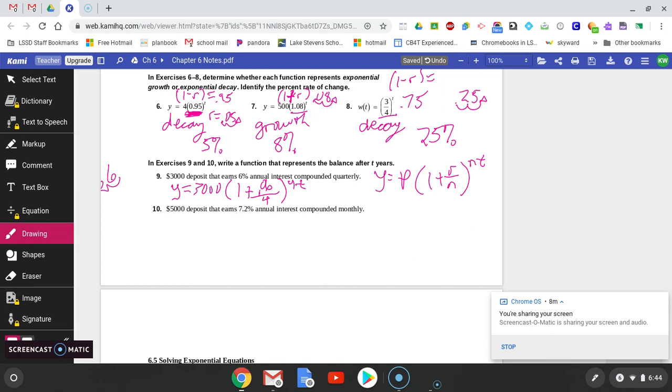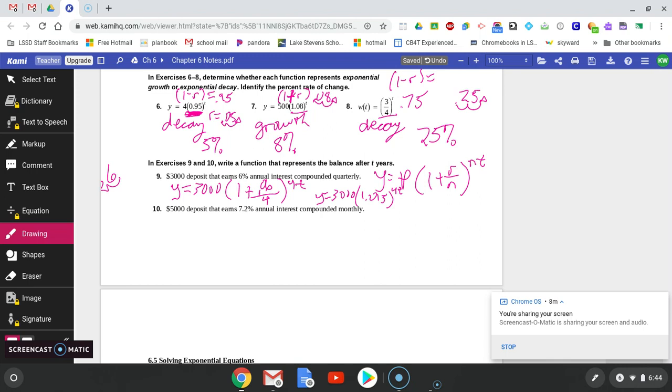And then we can simplify that. If we simplify what's in the parentheses, I do 1 plus the 0.06 divided by 4 and add that to 1. I end up getting that y is equal to 3,000 times 1.015, and then my exponent would be my 4t. And that's a little bit more simplified so that when I need to plug in my t, I'm able to find that out. It didn't ask this in the original question, but I'm going to ask it.